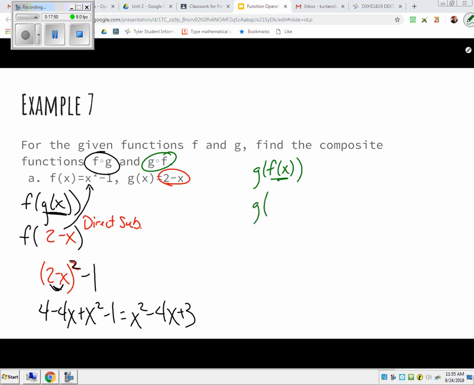Again, my first step is a direct substitution. So I'm going to take this x squared minus 1. I'm just going to plug it in, and just do a direct substitution there.